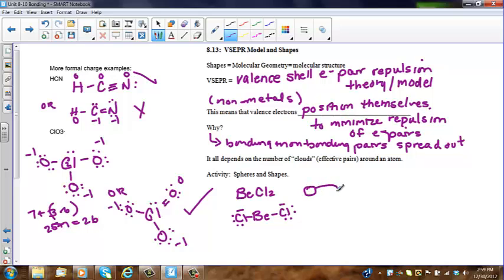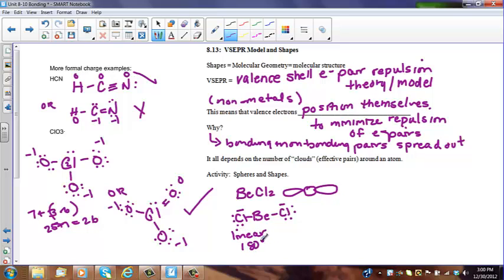Now, if we were to look at this, you've got the Be in the middle, and then you've got your Cl like this, and you're going to see pictures like this in the book, okay? And your Cl like that, as far as the electron clouds. This is obviously a linear arrangement, and it's 180 degrees. And the reason why it's linear is because this is the way that the electrons will be spread out as far as possible.